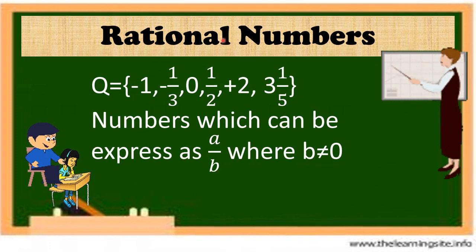The set of rational numbers. Rational numbers are numbers which can be expressed as a over b, where b is not equal to 0. It includes the set of counting numbers or natural numbers. It also includes the set of whole numbers, which includes 0 and the set of natural numbers. We have also the set of integers, and we have fractions and decimals.